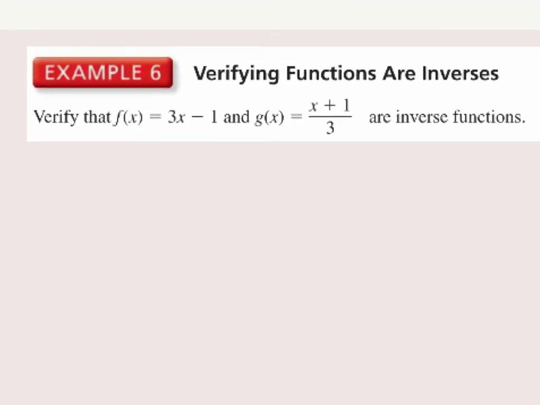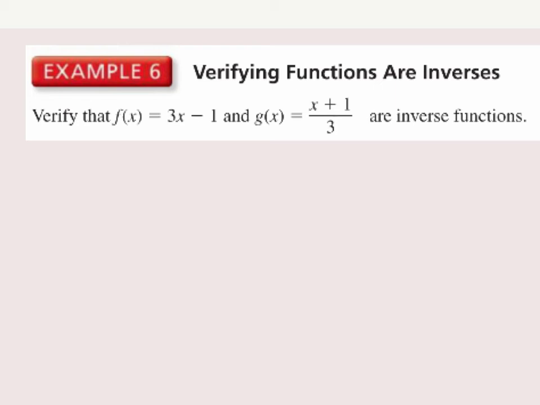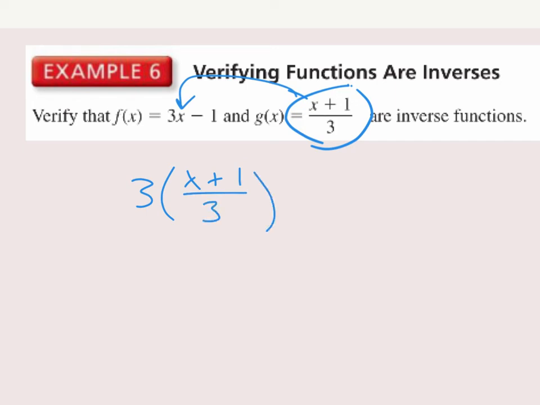It'll give us a function or 2 functions, and we have to verify if they're inverses. So the way we verify is we take our g of x function and we plug it into the x of our f function. So we take that whole g of x and plug it into the x in f of x. So we have 3 times this whole thing, so x plus 1 over 3 minus 1.